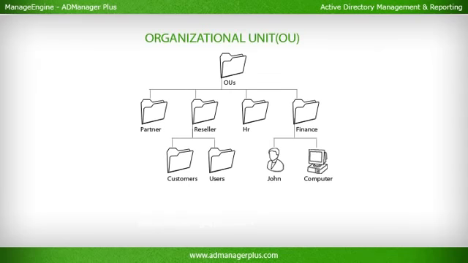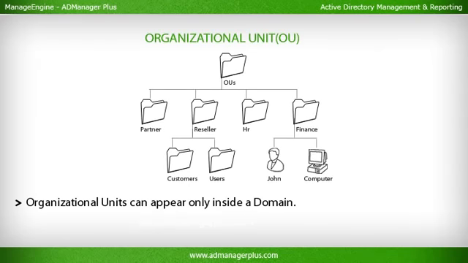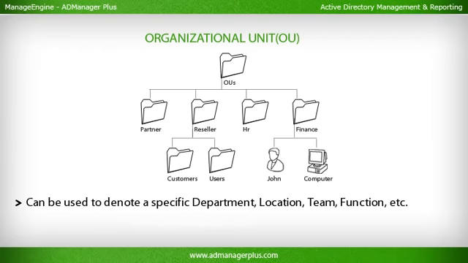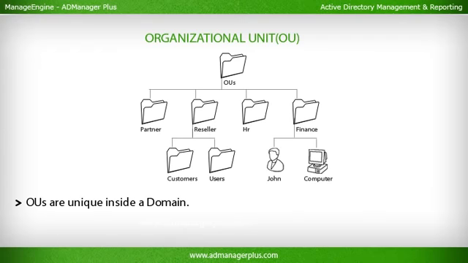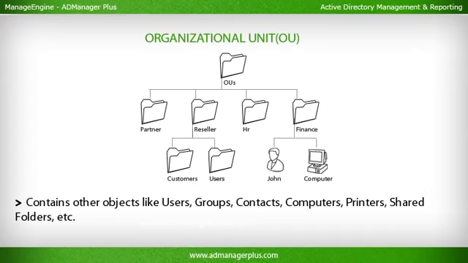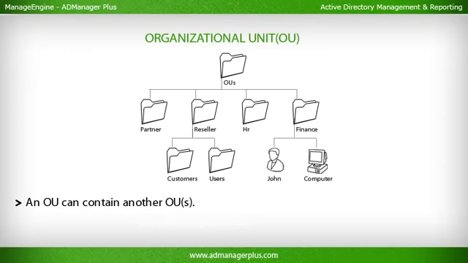Active Directory Organizational Unit. Organizational units can appear only inside a domain. Can be used to denote a specific department, location, team, function, etc. OUs are unique inside a domain. Contains other objects like users, groups, contacts, computers, printers, shared folders, etc. An OU can contain other OUs. Nested OUs have parent-child relationship.